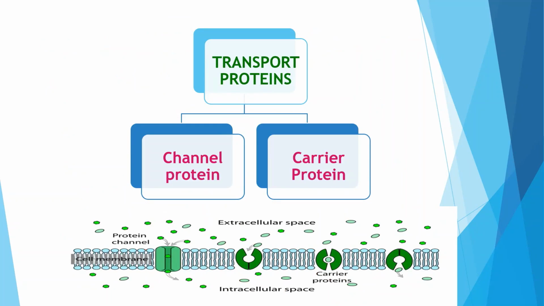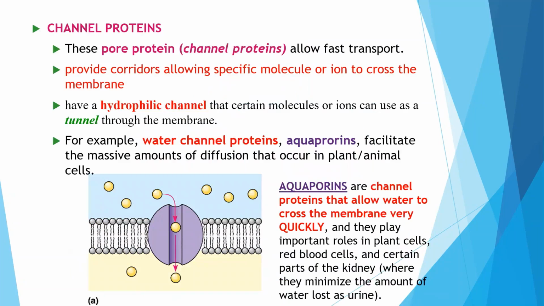There are two types of transport proteins, the channel protein and the carrier protein. Okay, so this one is the channel protein, and this tree diagram represents the carrier proteins. Channel protein is also known as pore protein. It has a hydrophilic channel which acts as a tunnel and provides corridors to allow specific molecules or ions to cross the membrane.